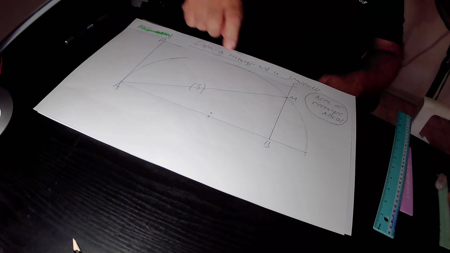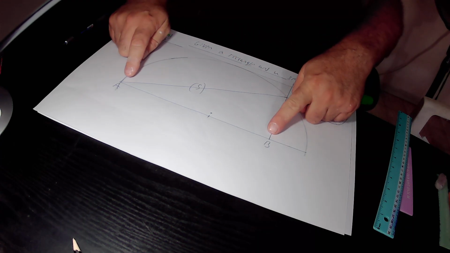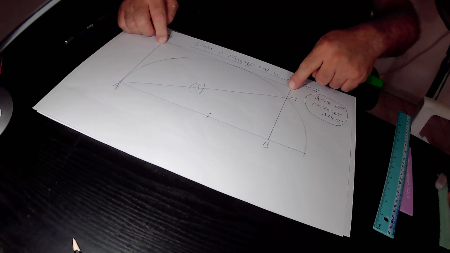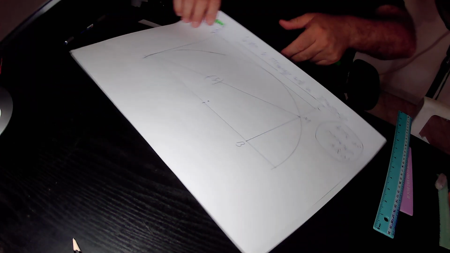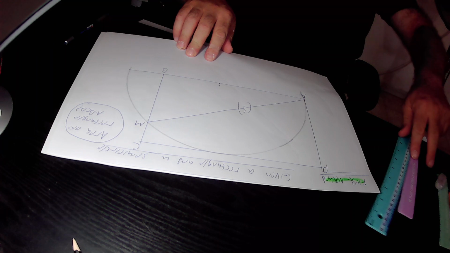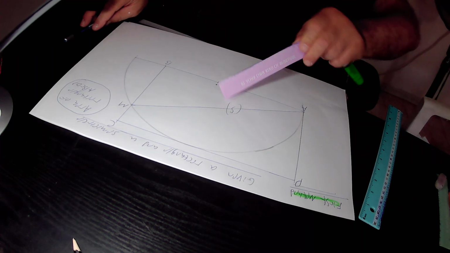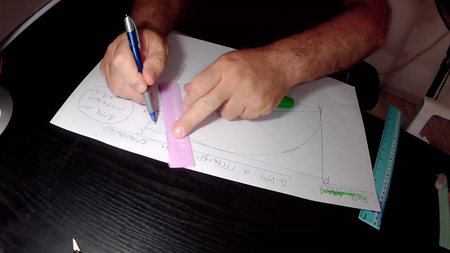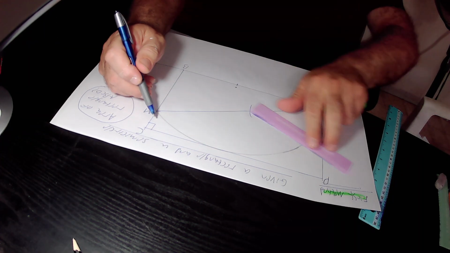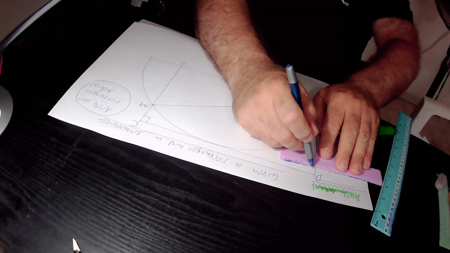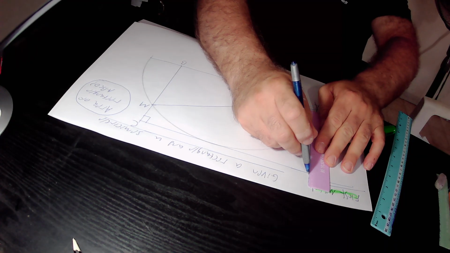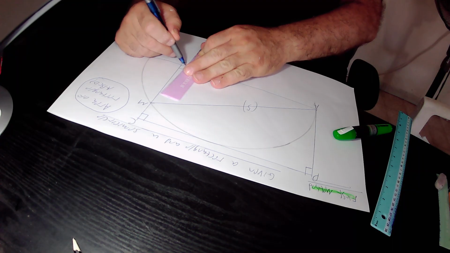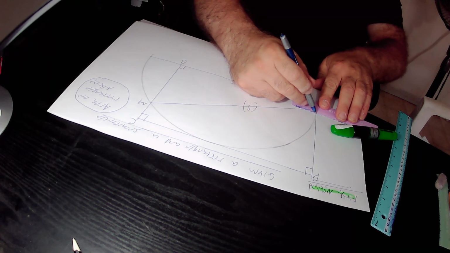ABCD is a rectangle, and therefore all four angles inside rectangle ABCD are right angles. So actually, this is a right angle. This is also a right angle. This is a right angle. And finally, this is also a right angle.